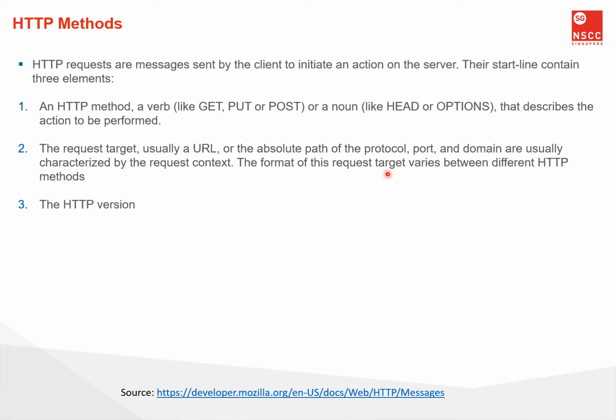The format of this request actually varies between different HTTP methods, but it's basically a web address or URL, and then followed by the HTTP version. So the start line basically consists of one of the methods. You cannot have two methods together, either a GET, a PUT, a POST, or DELETE. Only one method at a time, and then followed by a URL, and then followed by the version number of the HTTP protocol.